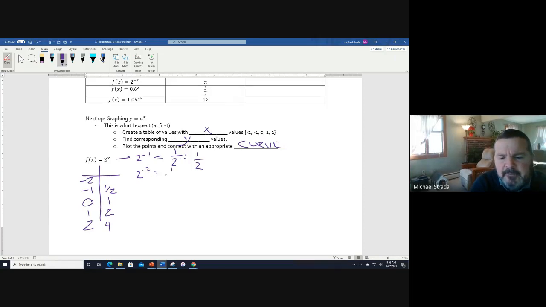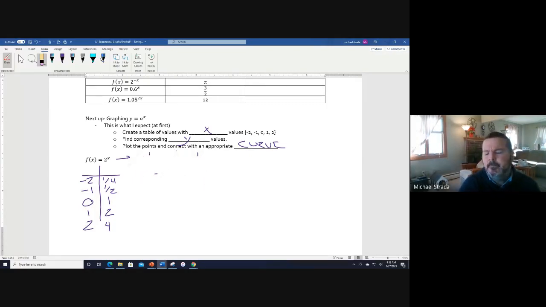Same thing with negative 2. That would be 1 over 2 squared, which is 1 over 4. Anything to the negative 2 power is 1 over the number squared. All right, any issues with that?